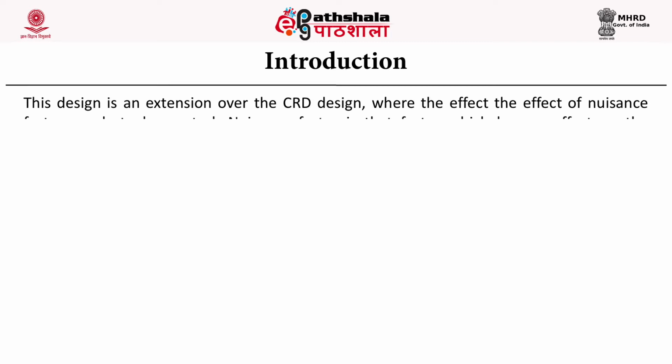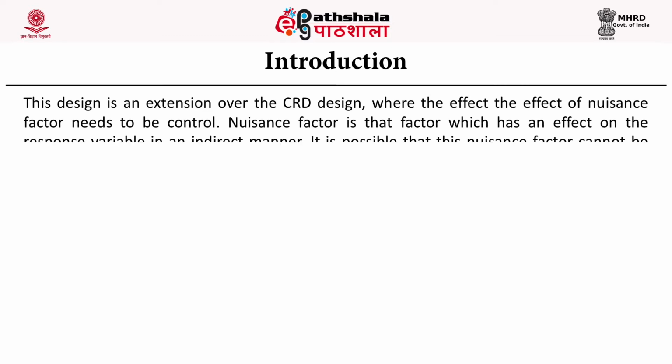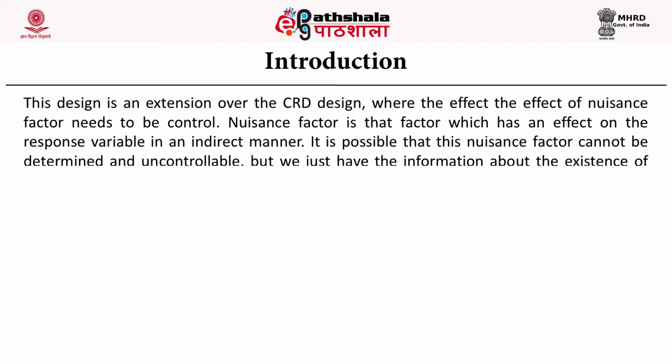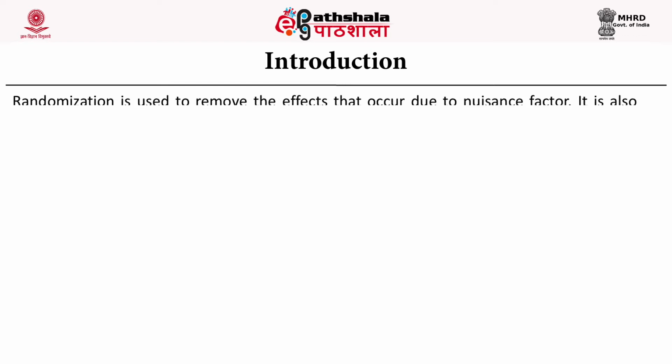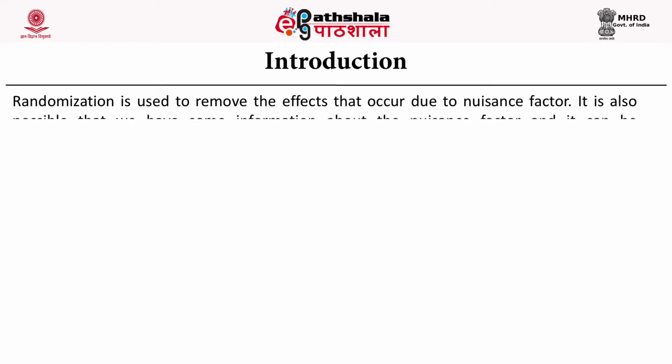This design is an extension over the CRD design where the effect of a nuisance factor needs to be controlled. A nuisance factor is a factor which has an effect on the response variable in an indirect manner. It is possible that this nuisance factor cannot be determined and is uncontrollable, but we just have the information about the existence of this factor. As we already discussed, the three principles of experimental design are randomization, replication and local control. Randomization is used to remove the effect that occurs due to the nuisance factor.